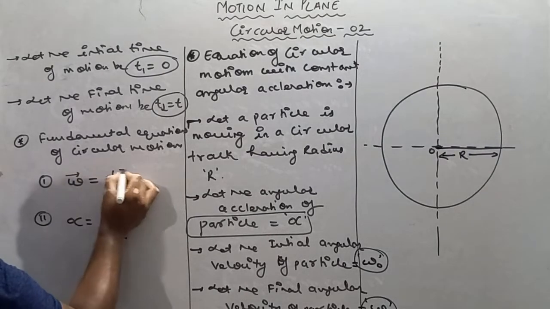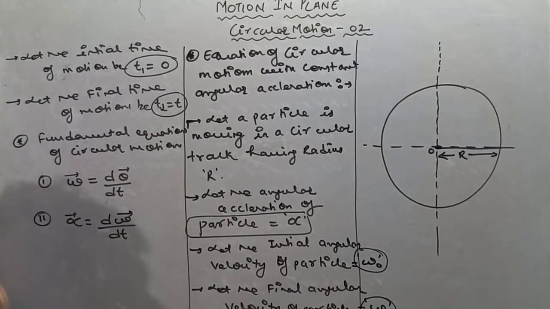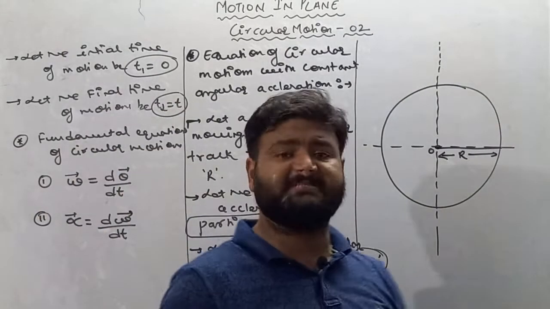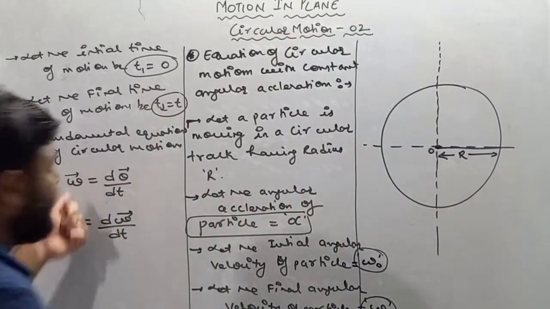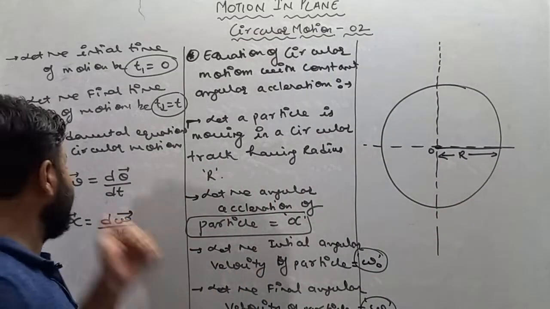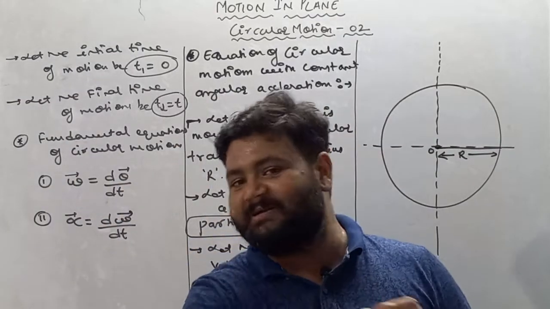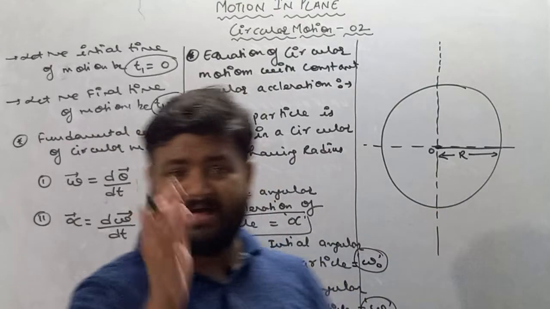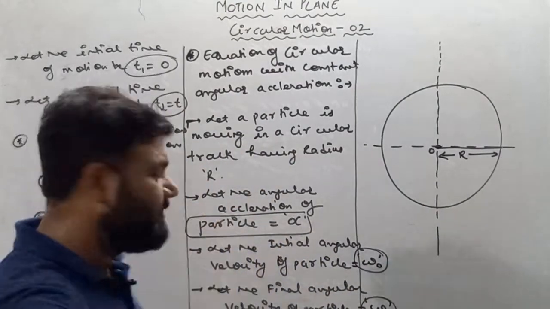These quantities are nothing but vectors, so I'll put a vector sign, because we know that acceleration, velocity, displacement, all three quantities are vectors. So if velocity is a vector, then angular velocity is also a vector. If displacement is a vector, then angular displacement is also a vector. If acceleration is a vector, then angular acceleration, my dear student, is also a vector.